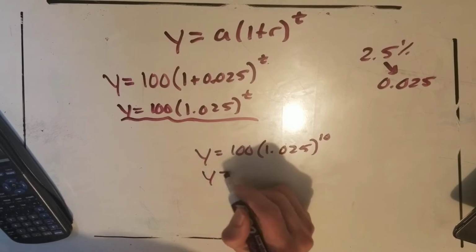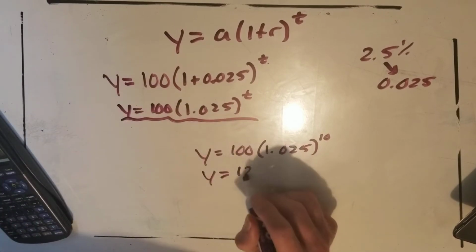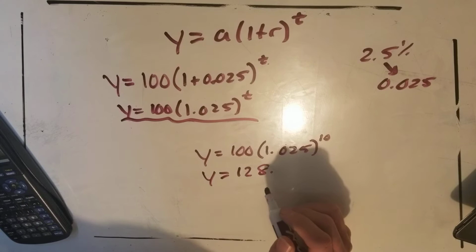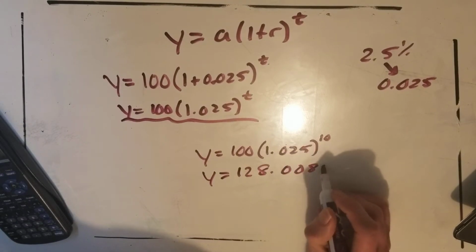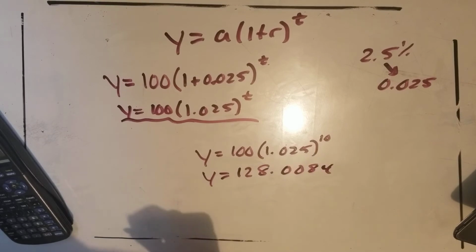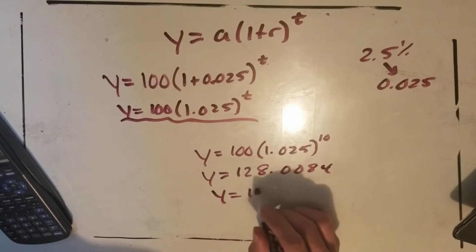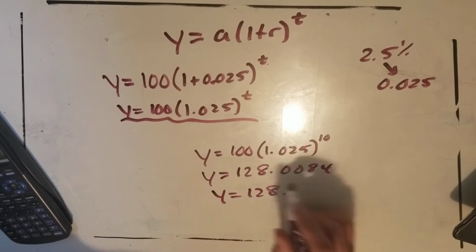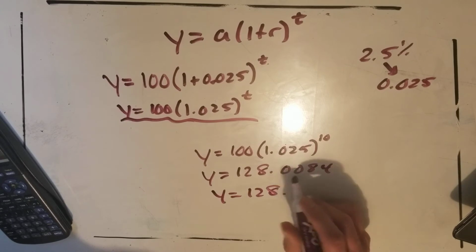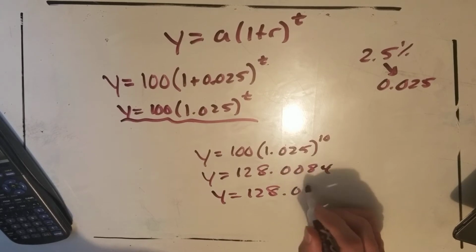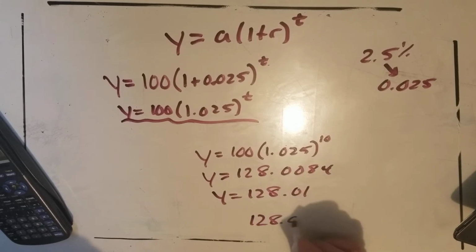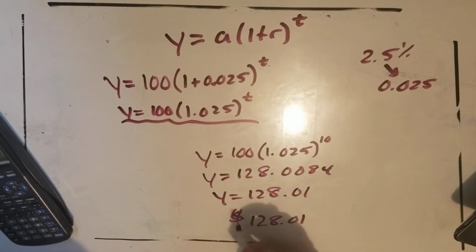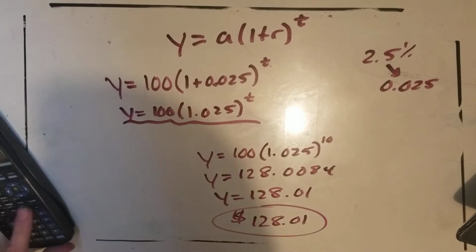So we get y is equal to 128 point 0084, and we go on, but we can round here. Y is equal to 128 point. For money, you should always round, not to your 10th, but to your 100th. So your gift card is worth $128.01 after 10 days.